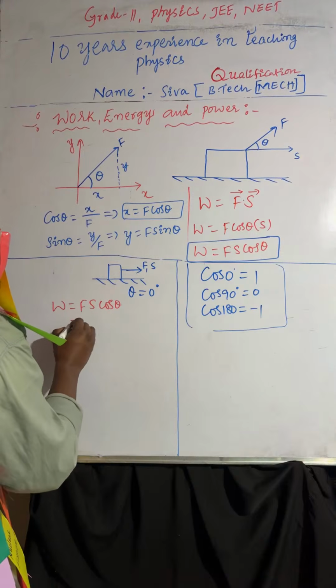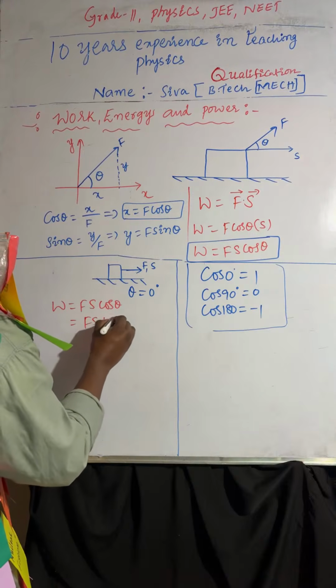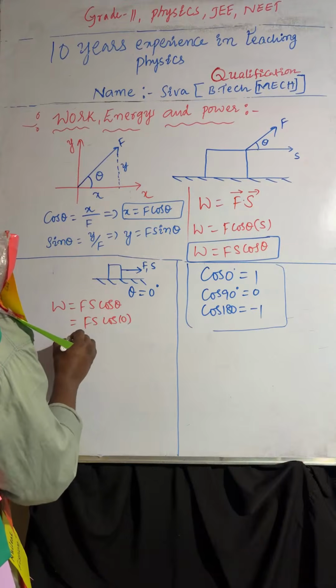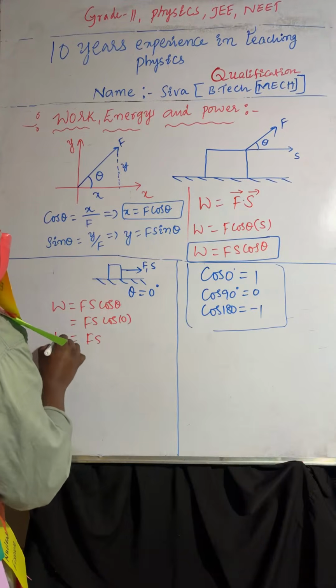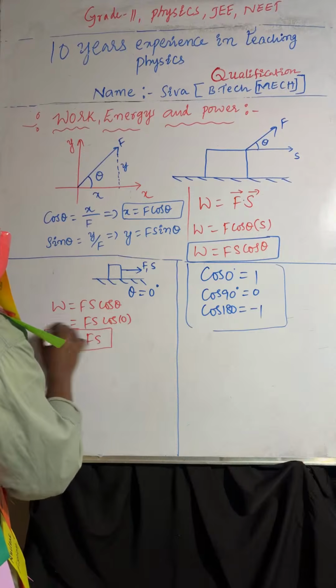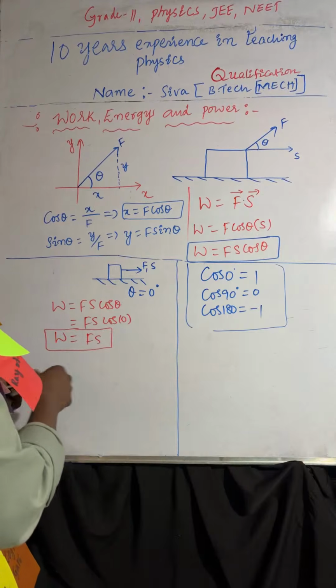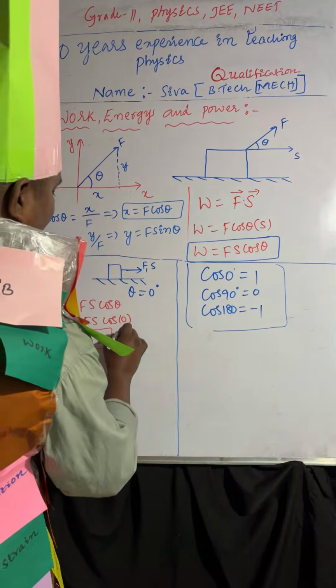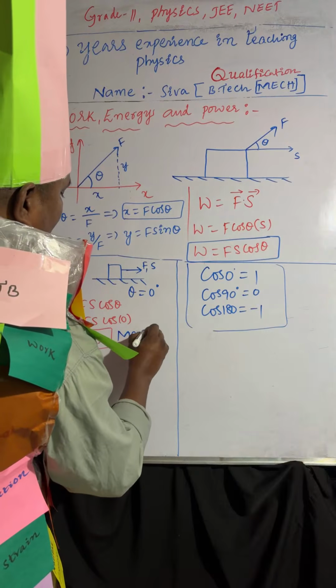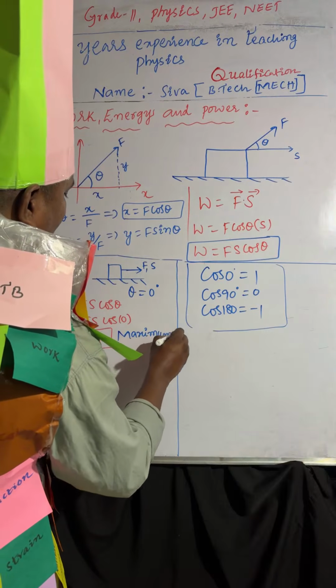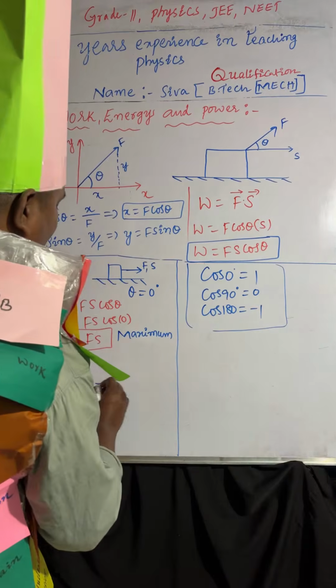Cos 0 is 1, so Fs cos 0 is Fs. Then W equals Fs, which is the maximum work done. Work done is maximum. Okay, coming to the next one.